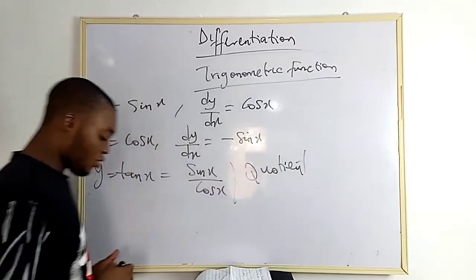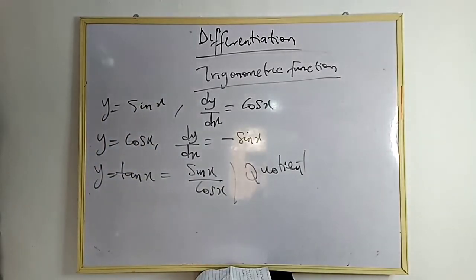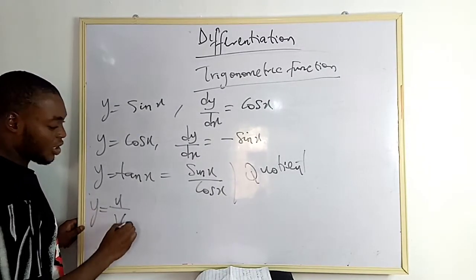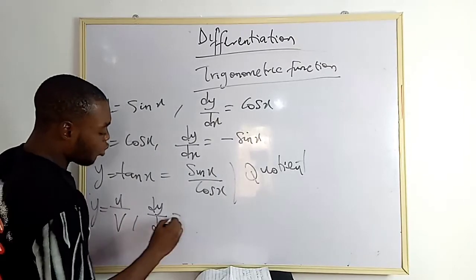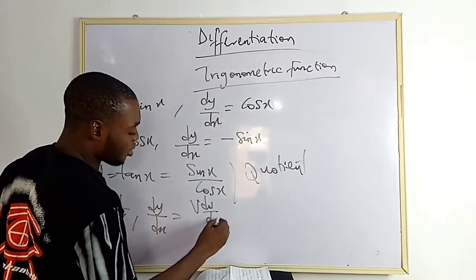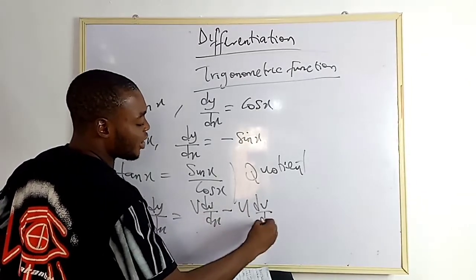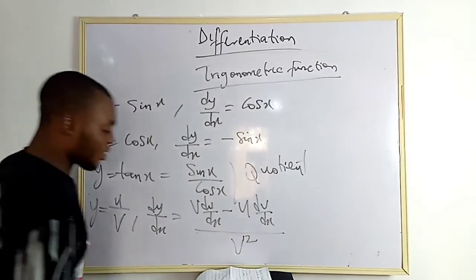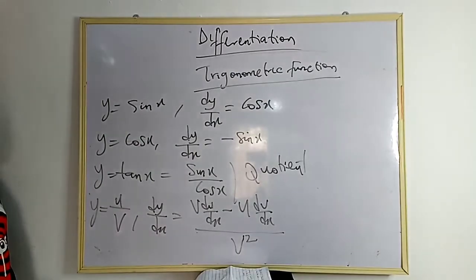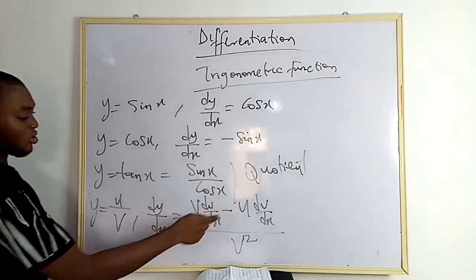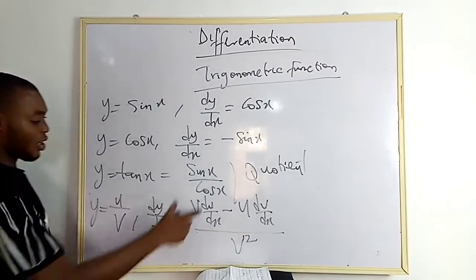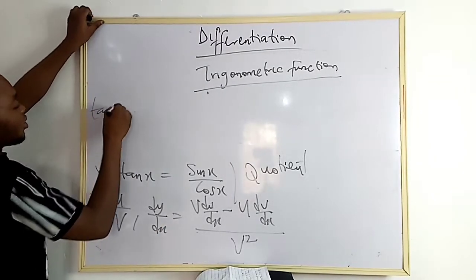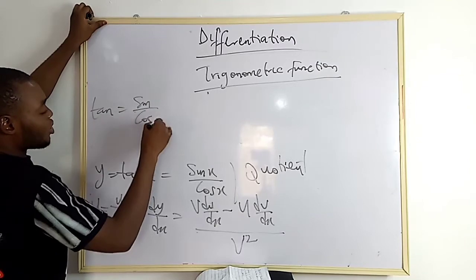Don't forget the quotient rule. It says that if y equals u over v, then dy/dx equals v du/dx minus u dv/dx, everything over v squared. You take this and differentiate it, minus, you take this and differentiate it, all over, you square this. So from here, tan x equals sin x over cos x.